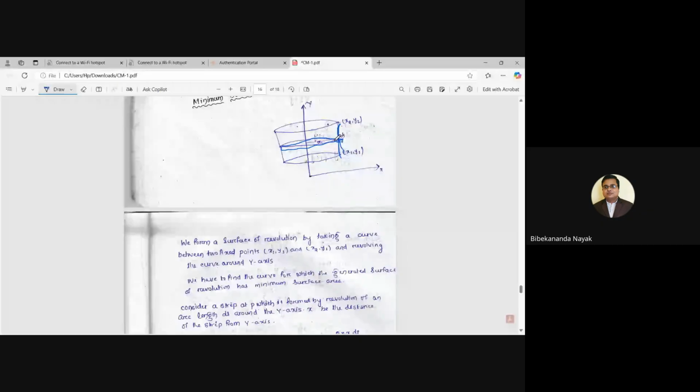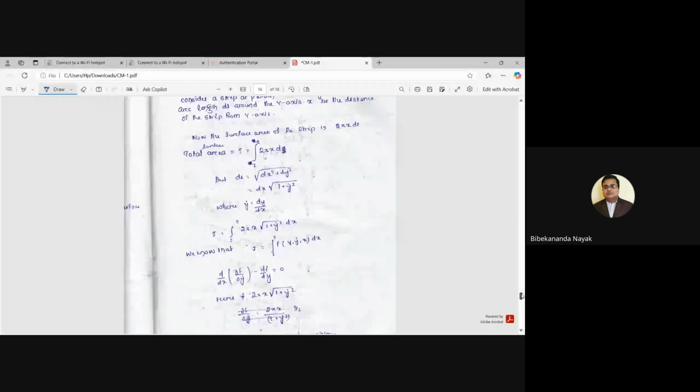So consider the revolution of an arc length ds around the y-axis. Let's consider the distance of the strip from the y-axis. The distance is x. So obviously the circumference is 2 pi x, and the strip width is ds. So our total surface area will be 2 pi x into ds, and for the complete surface I integrate from 1 to 2.